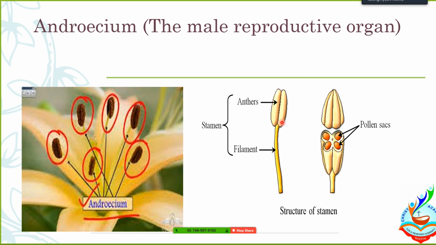Now, androecium. Androecium is also called the male reproductive organ. These are called androecium or stamens. Stamens are made up of basically two parts. First one is anther, second one is filament. In each lobe, as I had already explained, pollen sacs are present. Pollen grains are formed in the pollen sacs.